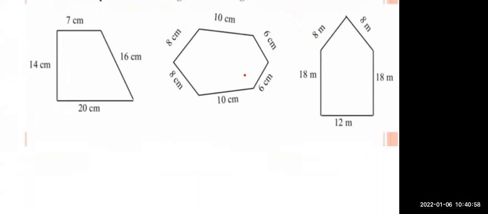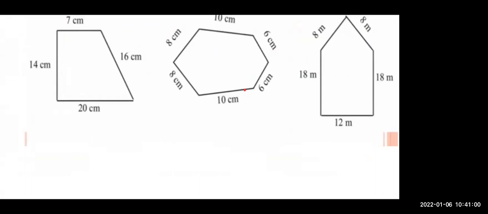Now see here, the first question, the first figure is given 7 centimeter, 16 centimeter, 20 centimeter and 14 centimeter. Here name is not given to the figure. यहाँ पे नाम नहीं दिया है ये figure का. So what you are going to write first? Perimeter.